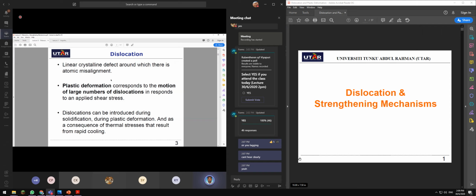There are two types of deformation. One is plastic deformation, another one is non-plastic deformation. For plastic deformation, once a material reaches the point where there is plastic deformation, the shape of the object cannot return to its original position.